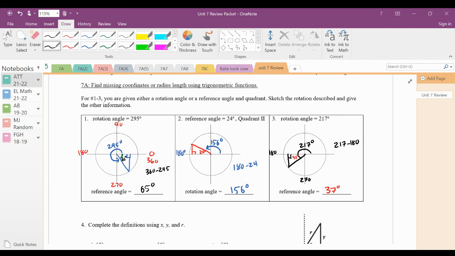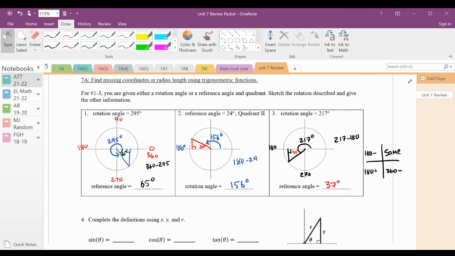So again, just a quick reminder, if you're trying to find different angles here, in the first quadrant, your reference angle and your rotation angle are the same thing. In the second quadrant, you've got to do 180 minus your rotation angle to find your reference angle. Third quadrant, I spoke that incorrectly. First quadrant, same thing. Second quadrant, when you have your reference angle, 180 minus it will give you a rotation. Third quadrant, 180 plus the reference angle will give you a rotation. And fourth quadrant, 360 minus the reference will give you your rotation angle.